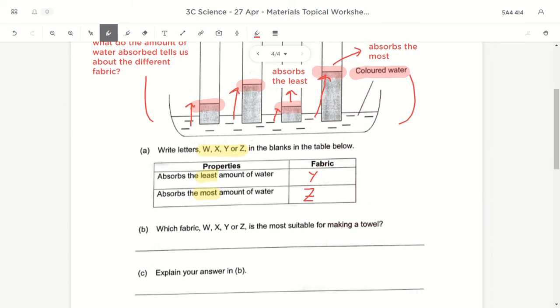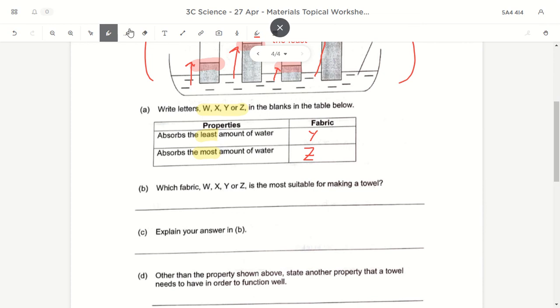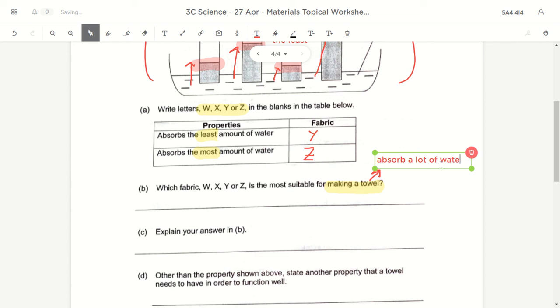So in this case, I want to make a towel. What's the property of a towel? What is a towel used for? A towel is for you to dry yourself. So do you want it to be very absorbent? Do you want it to absorb a lot of water or absorb very little water? So you are making a towel. So the most important thing is that it must be able to absorb a lot of water. Okay, a towel's function is to absorb a lot of water.